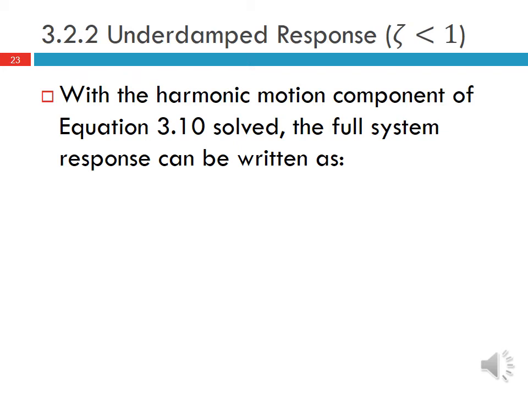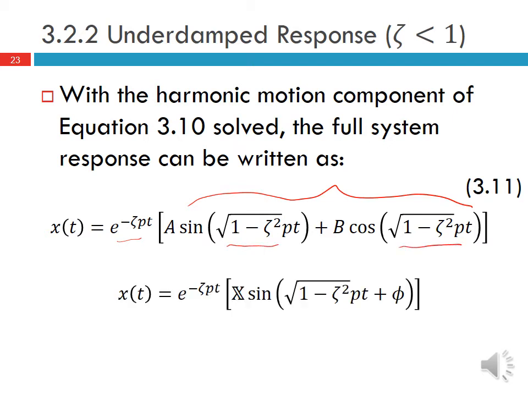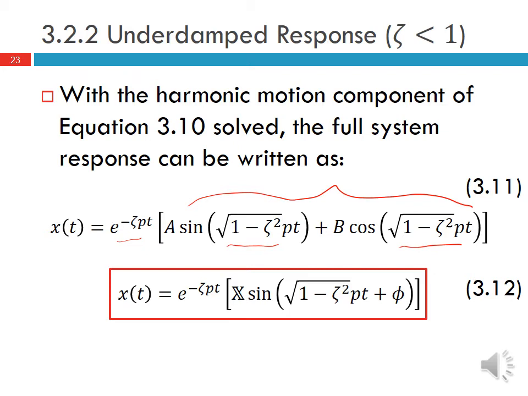So now with the harmonic motion component of the equation solved, the full system response can be written as this here. So x of t is equal to this damping term, e to the minus zeta p t, multiplied by this harmonic motion that occurs at a frequency of square root of 1 minus zeta squared p, which we can equivalently write as this here. So this is the general form for the solution of, or the response of, a damped single degree of freedom system undergoing free vibrations.